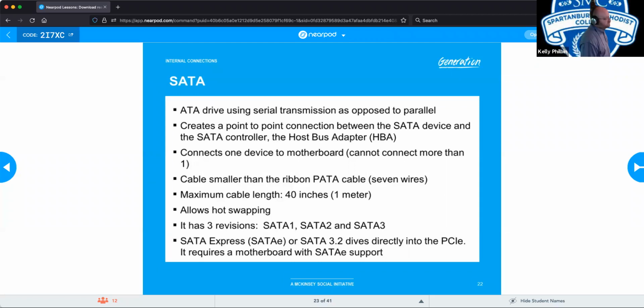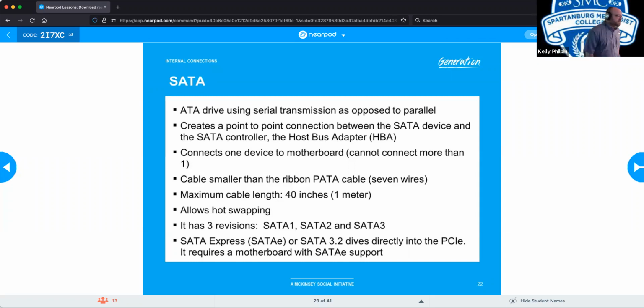It has a much larger cable length capacity. Instead of the 18 inches, it can now run 40, although again, with internal drives, rarely will you need to run 40 inches on an internal drive on a computer. You may run that on servers, but typically on computers, not so much. It allows for hot swapping, and has 3 versions, SATA 1, 2, and 3.